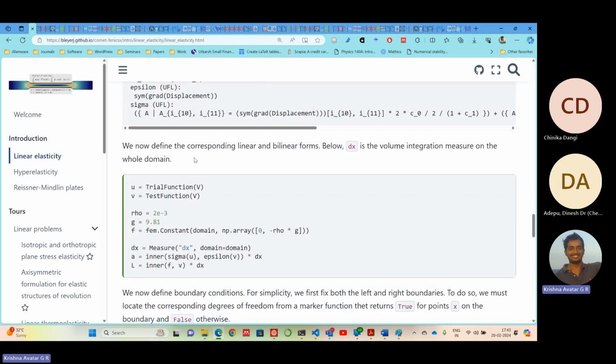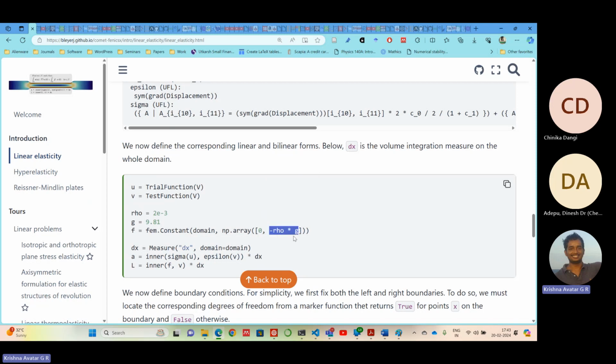Now we come to defining the linear and bilinear forms. So we have u as a trial function, v as a test function. We define rho, which is the density of the medium. g is the acceleration due to gravity. And then we define this f. f happens to be our source function. So f is equal to fem.Constant defined throughout the domain. And the forcing function in this case happens to be a vector, and it will be acting in a vertically downward direction.